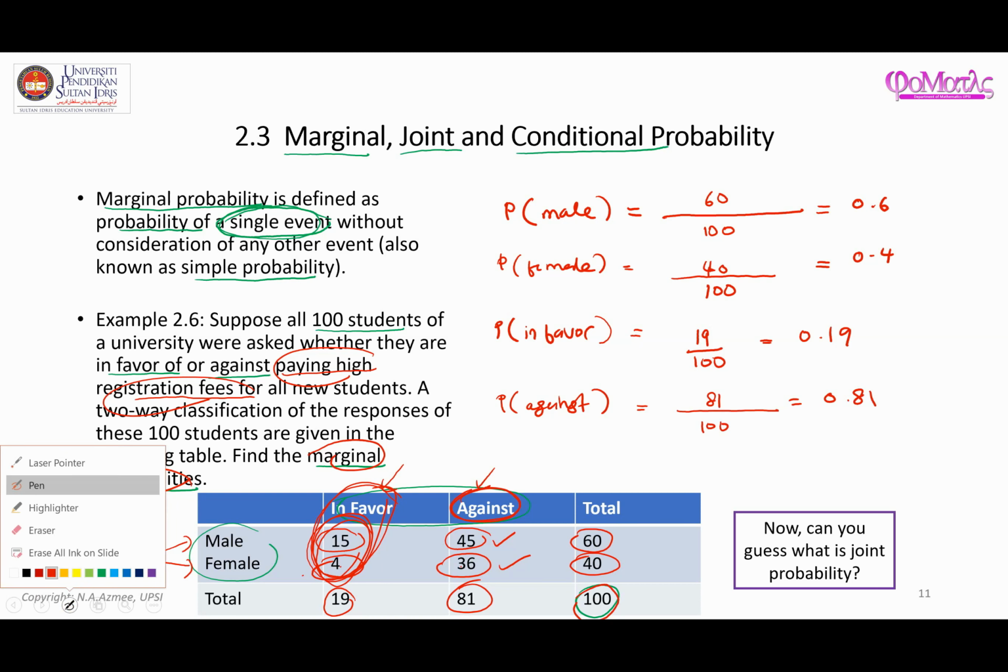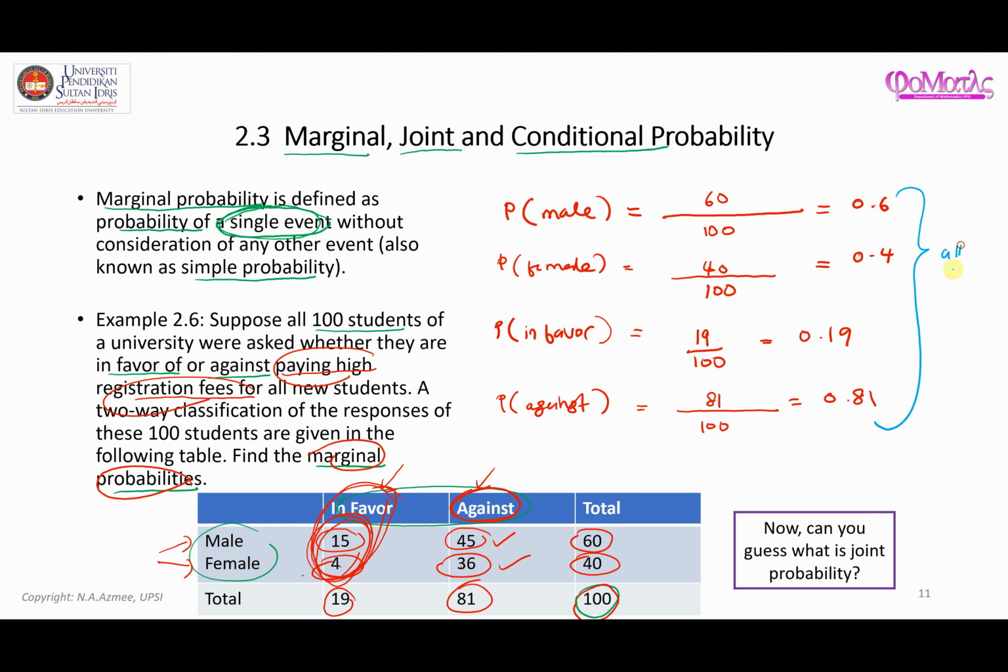So therefore, what we have done so far is we have listed all marginal probabilities. And what is marginal probability? It is a probability of a single event, just one event. For example, here the probability of it being male, so just one event. And this one, the probability of the student against paying high registration fees, so just again one single event.